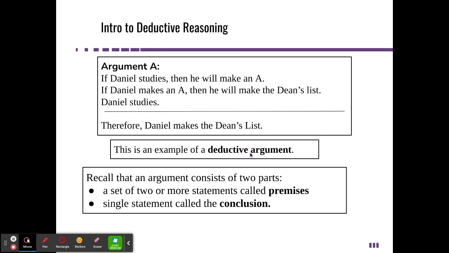All right, so starting us off here, an intro. Deductive reasoning, as a reminder, is best shown by an example: if Daniel studies, then he makes an A. If Daniel makes an A, then he makes the dean's list. Daniel studies, therefore Daniel makes the dean's list. So we work our way through this sequential process to deduce the outcome.